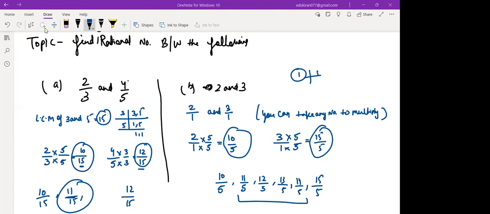Okay, so once everybody is done writing this, let me know. Then I will give you the question where you have to find the numbers between these.